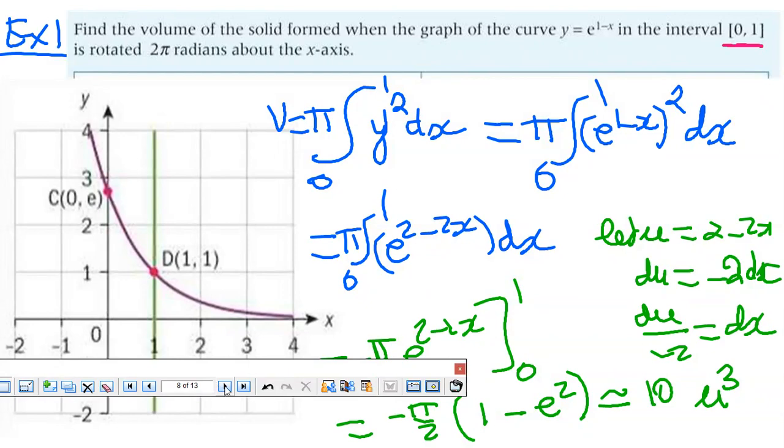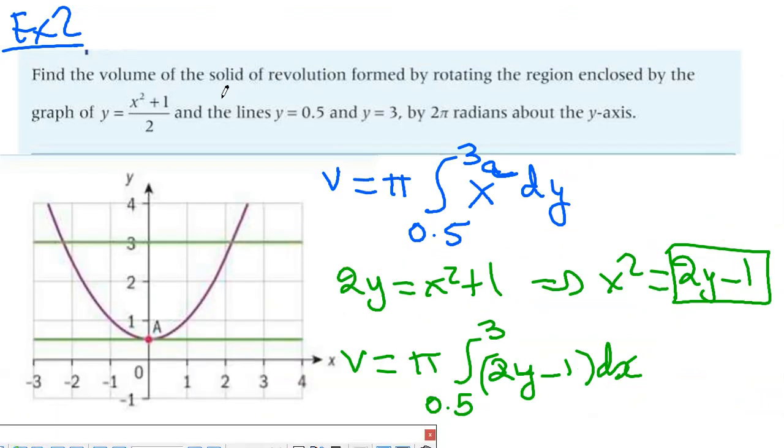Another example. Now I need to find the volume of the solid of revolution formed by rotating the region enclosed by the graph. I have the graph and the line y equal to 0.5, it's here, and the line y equal to 3. About the y-axis, so it's turning like this. When I say about the y-axis, it means dy. The formula is x squared dy. But the function given is y equals, so you need to calculate x in terms of y, or even x squared in terms of y.